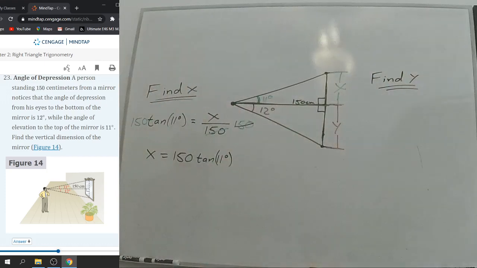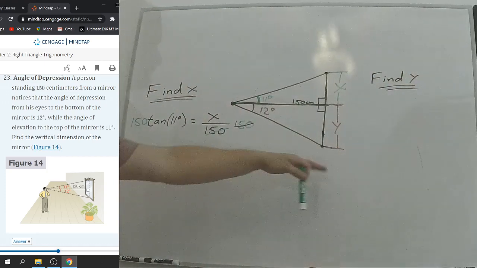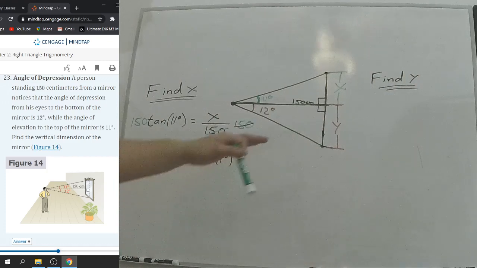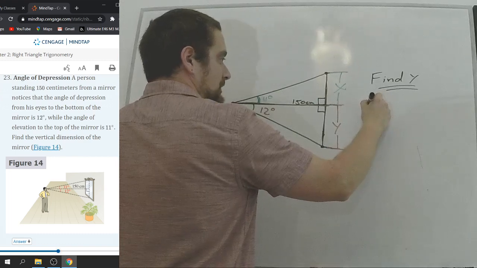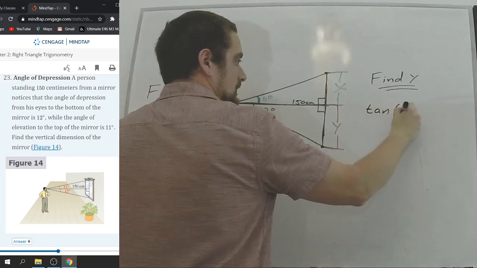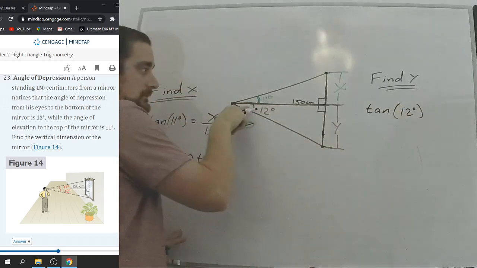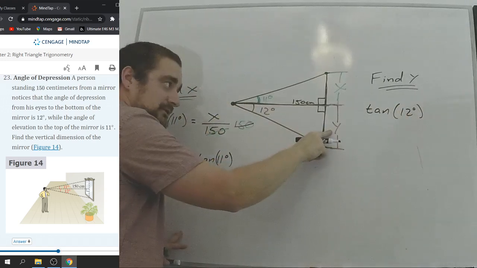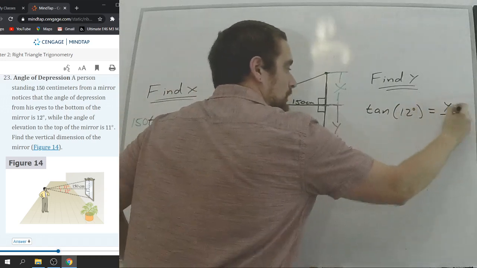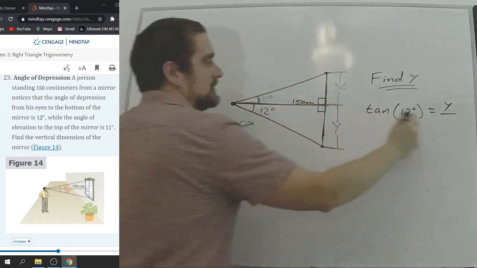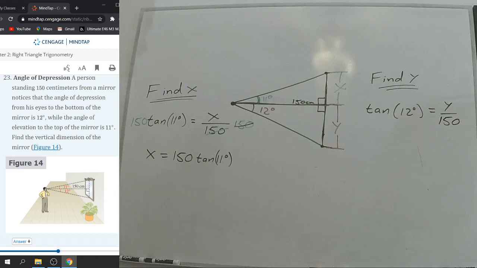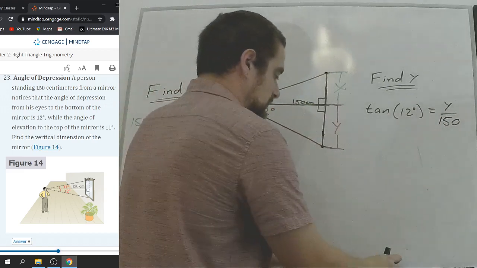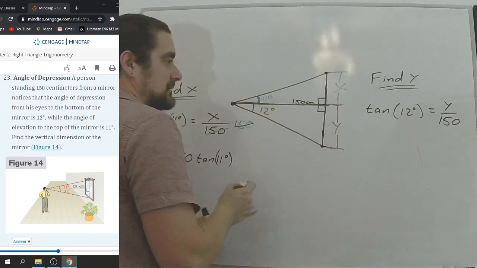We'll do the exact same process to find y. We'll get some sort of expression with a trig function in it. Since I have to add it to this anyway, I'll just do it all at once in the calculator. So to find y, we're going to take tangent of 12 degrees, which is the opposite, which is now y, over the adjacent, oh, that's the same adjacent side, 150 centimeters. So angle, opposite is y, adjacent is still 150.